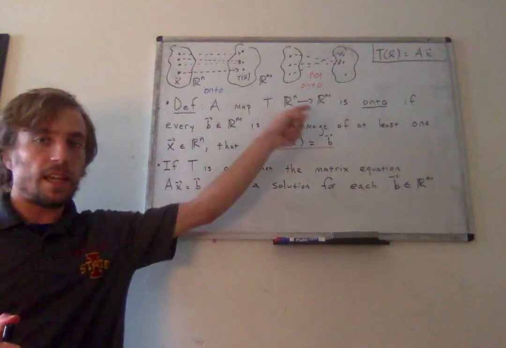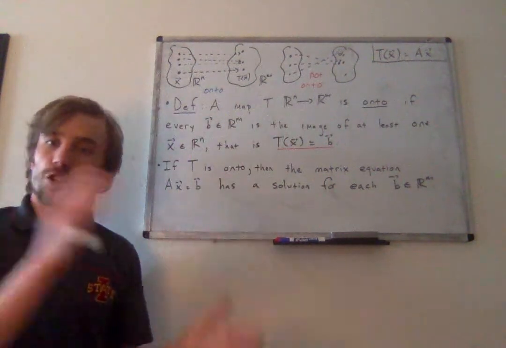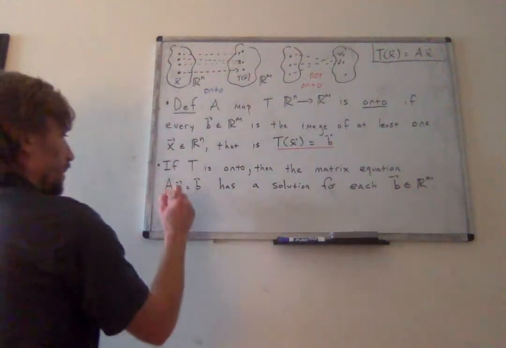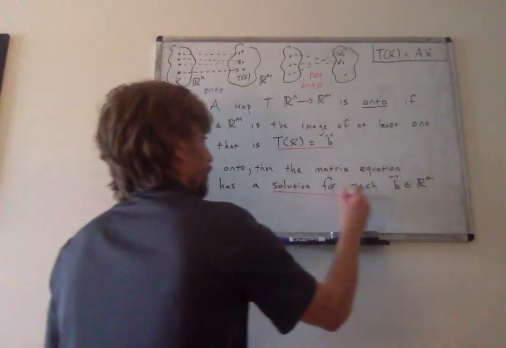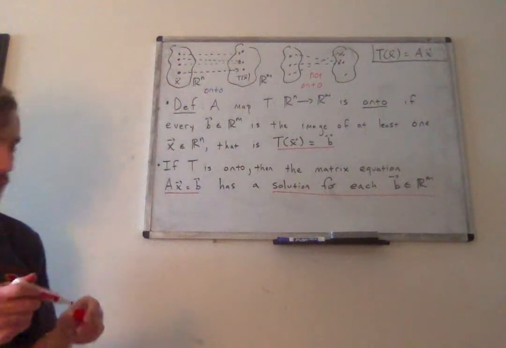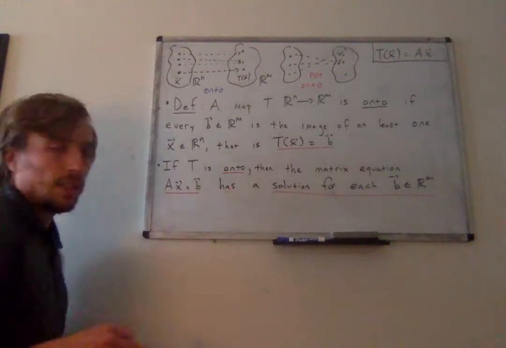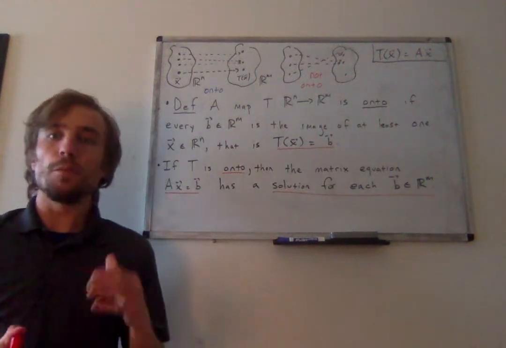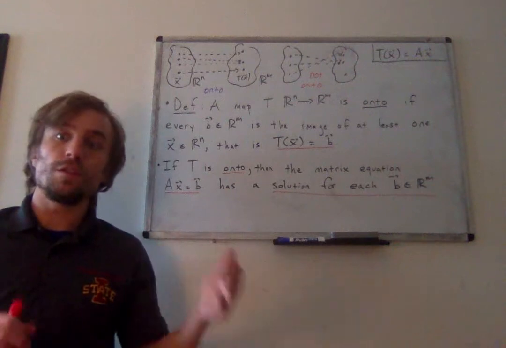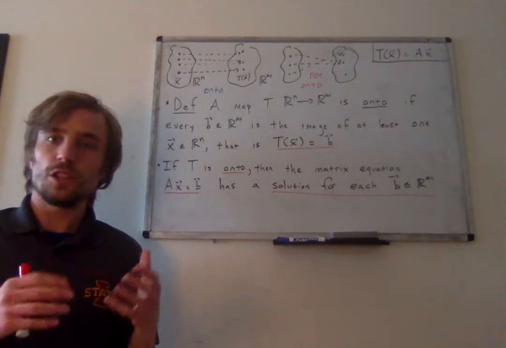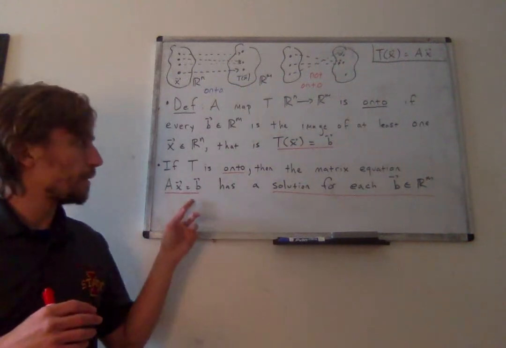So all that onto is saying is sort of just the linear transformation definition of saying that this has a solution for each b in Rm. So here onto is equivalent to saying this. And if you remember in section 1.4, we went over this theorem of all of these equivalent definitions or ways of looking at a matrix.